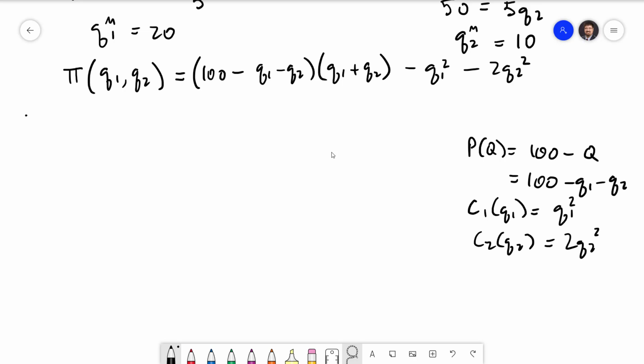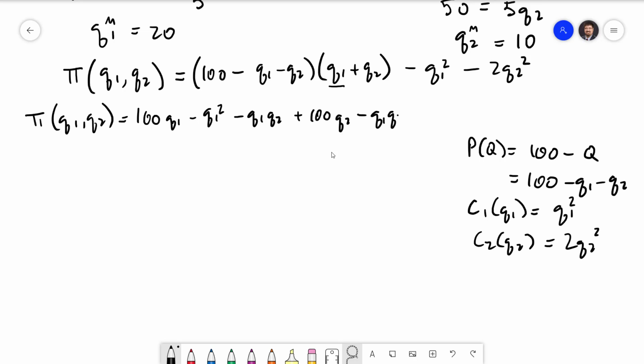I'm going to collect terms on this to clean this up a bit. First, I'm going to take Q1 and distribute that across this entire function on the left: 100 Q1 minus Q1 squared minus Q1 Q2. And I'm going to do the same thing with the Q2. So we're going to get plus 100 Q2 minus Q1 Q2 minus Q2 squared. And then that leaves us with our costs, minus Q1 squared minus 2Q2 squared.